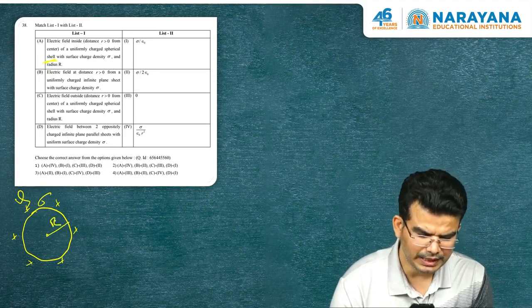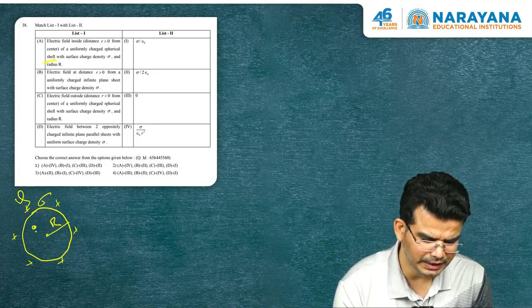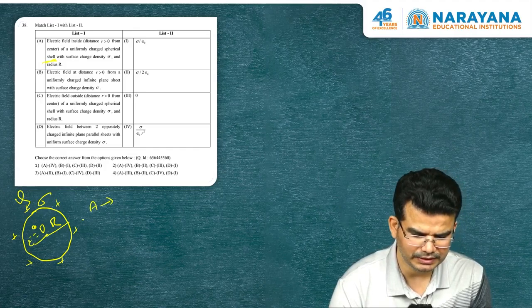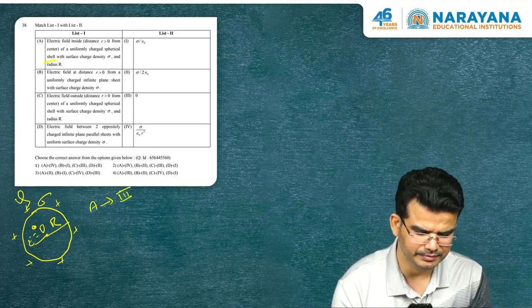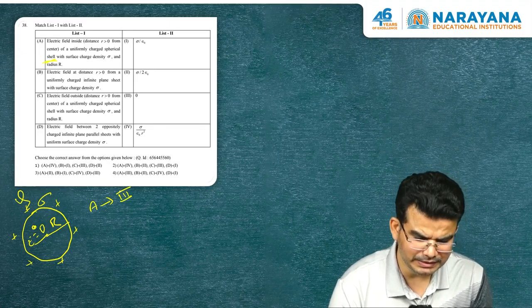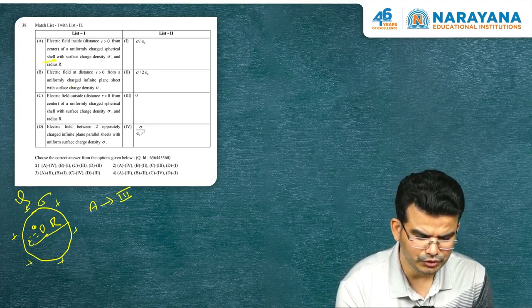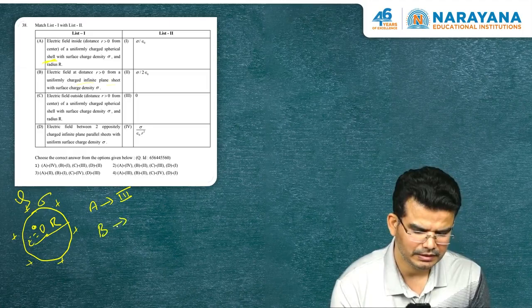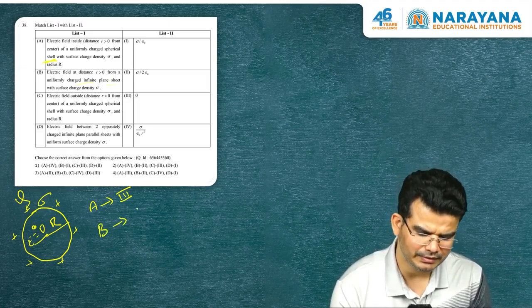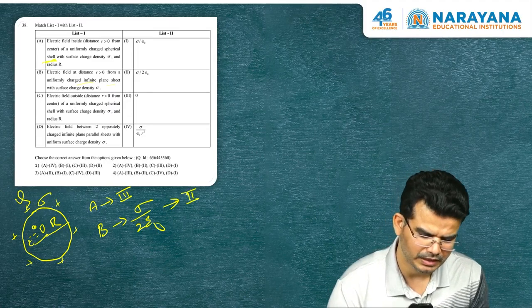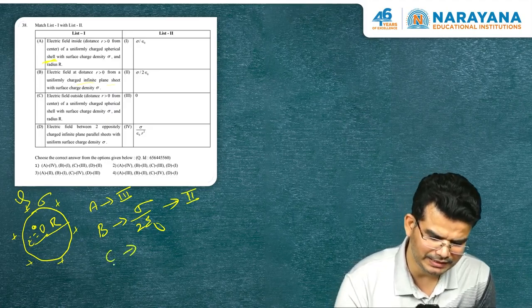Now, electric field inside, at any inside point the electric field is 0 for a shell. So, I can say option A should have electric field 0. Which option? Option number 3. Now, electric field at a distance r greater than 0 from a uniformly charged infinite plane sheet. So, you know, from an infinitely charged plane sheet, what is the electric field? At any distance it is sigma by 2 epsilon naught. So, which option is correct? Sigma by 2 epsilon naught, option second. Okay, coming to C.